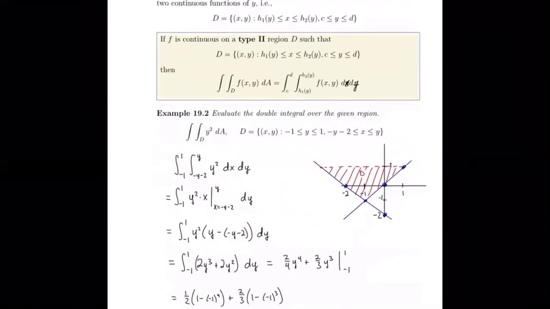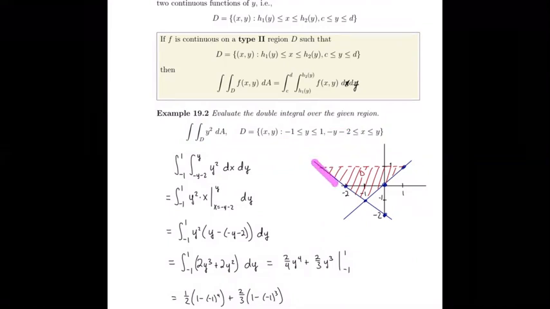So we've got integrate over the region D, the function y squared dA. So the region D is -1 to 1 for y. So it's rectangular in the y coordinates, it's just constants. And then x is greater than the line -y minus 2 equals x, and it has to be less than or equal to y.